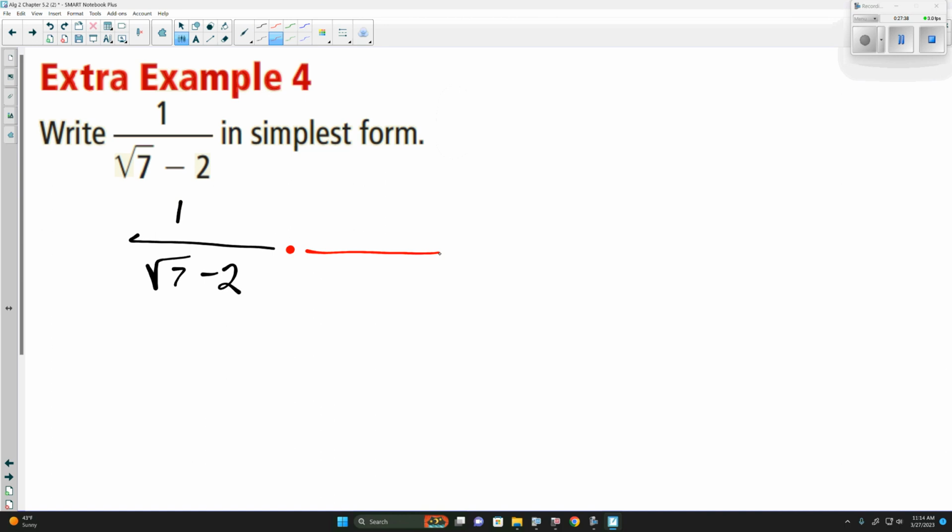So we have 1 over the square root of 7 minus 2. So what will we need to multiply the top and bottom of this by? Yes. So we need to multiply the top and bottom of this fraction by the square root of 7 plus 2, because we're just changing the sign in the middle.